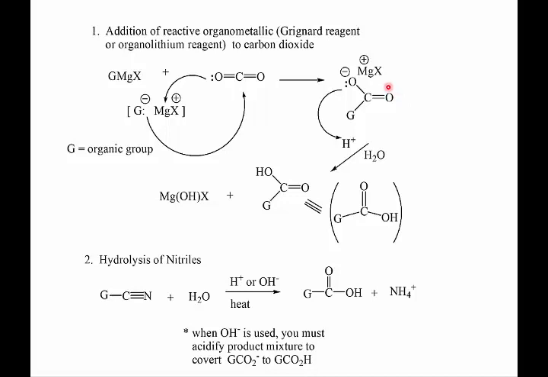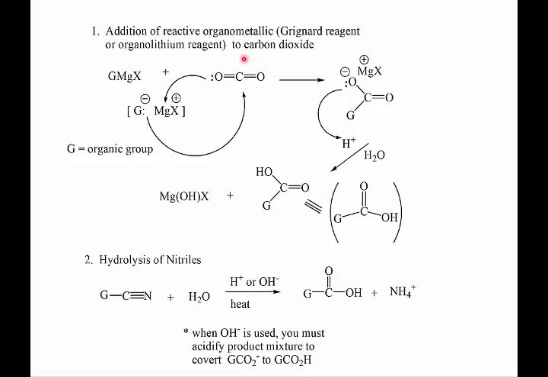What we do in a case like this is an acid workup. We add aqueous acid. The acid protonates the negative oxygen. That converts your carboxylate to the carboxylic acid. So this reaction, Grignard reagent and carbon dioxide, is a way to synthesize the carboxylic acid.